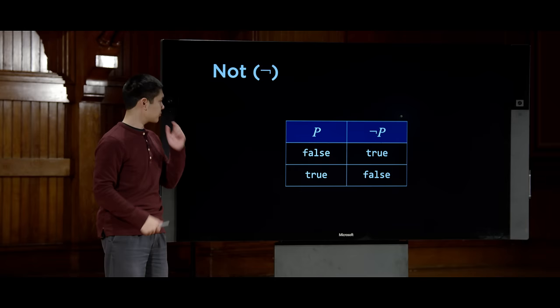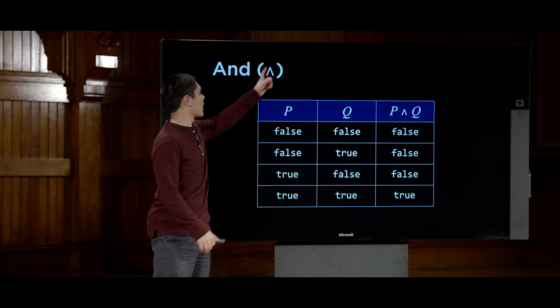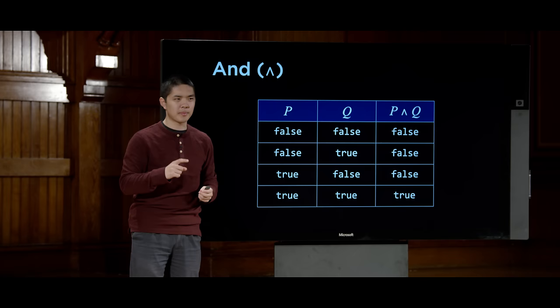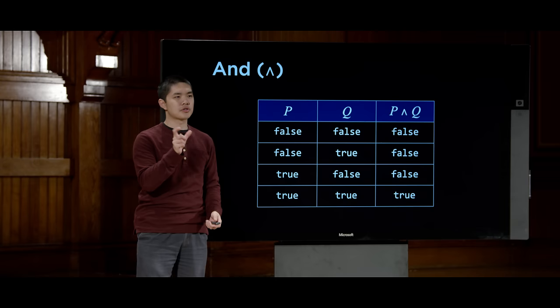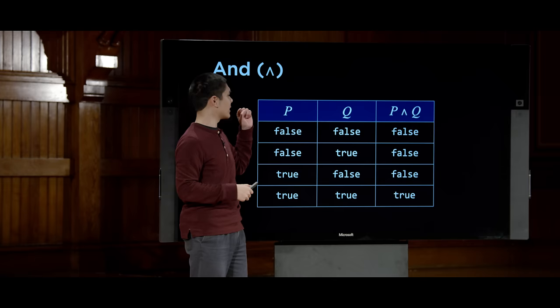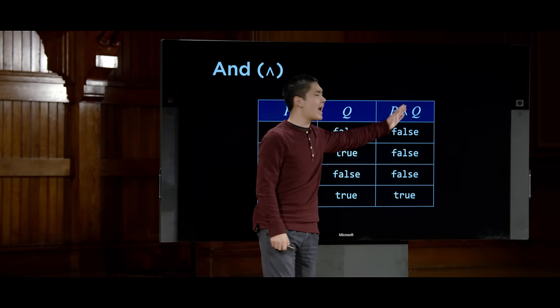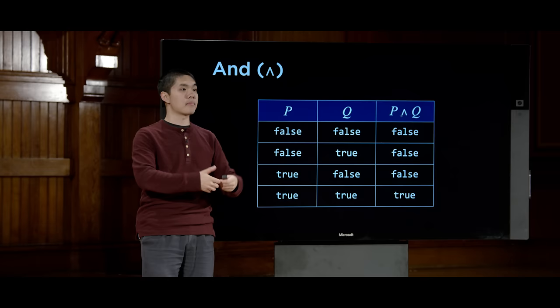Next up, and also very English-like, is this idea of and, represented by this upside down V shape or this point shape. And, as opposed to just taking a single argument the way not does, we have P and we have not P, and is going to combine two different sentences in propositional logic together. So I might have one sentence P and another sentence Q, and I want to combine them together to say P and Q. And the general logic for what P and Q means is it means that both of its operands are true.